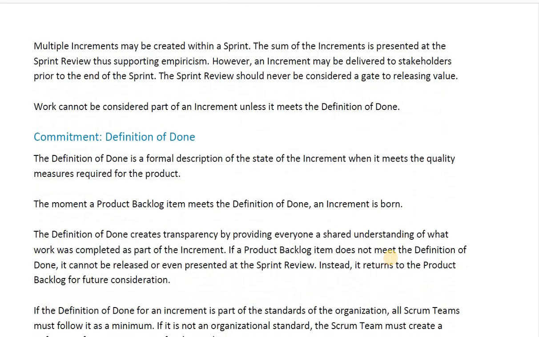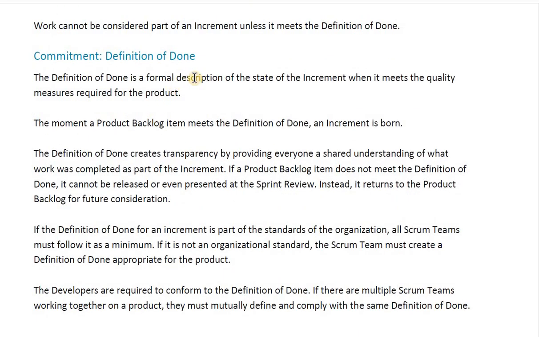Commitment: definition of done. The definition of done is a formal description of the state of the increment when it meets the quality measures required for the product. When the work meets the quality requirements, at that time we will say that it is an increment. The moment a product backlog item meets the definition of done, it becomes an increment, or an increment is born.